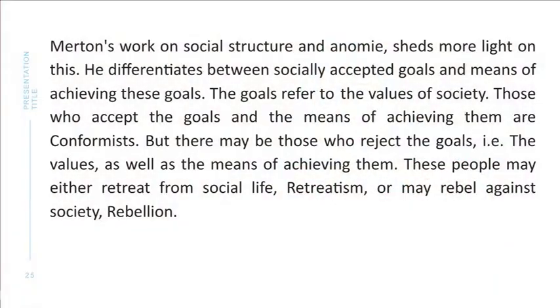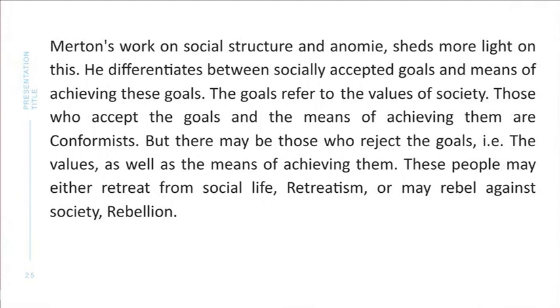So, social mobility along with social reproduction definitely gives new direction to society. It can be upward or downward social mobility. Various sociologists from time to time have given their ideas and theories in this context. Merton's work on social structure and anomie sheds more light on this. He differentiates between socially accepted goals and the means of achieving these goals. The goals refer to the values of society, and those who accept the goals and the means of achieving them are conformists. But there may be those who reject the goals, that is the values, as well as the means of achieving them. It is a very common phenomenon, and that results in the rebellious nature of people.